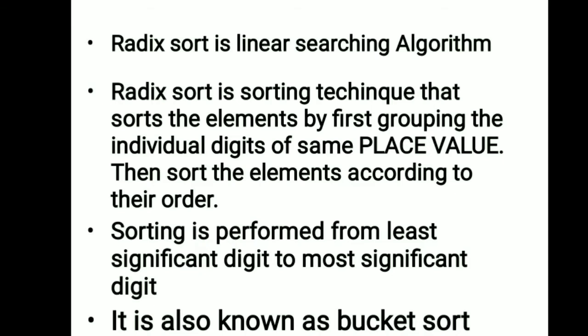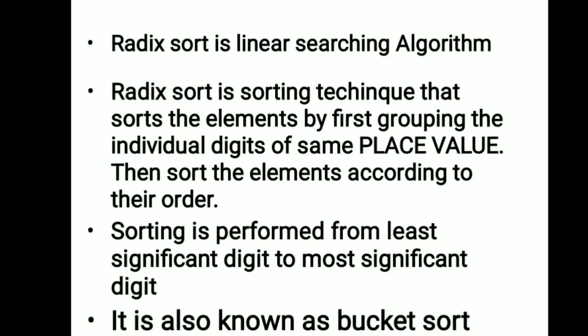That means it is a sorting technique. It sorts the elements by first grouping the individual digits of the same place value. We all know that place value is nothing but ones, tens and hundreds. It sorts the elements according to the increasing order from 0 to 9. And sorting is performed from the least significant digit to the most significant digit. That means right to the left, ones to the hundreds, it sorts the elements from 0 to 9.